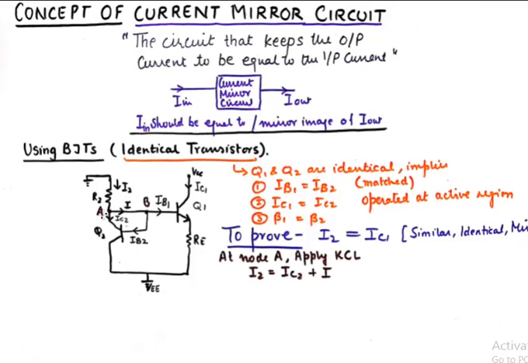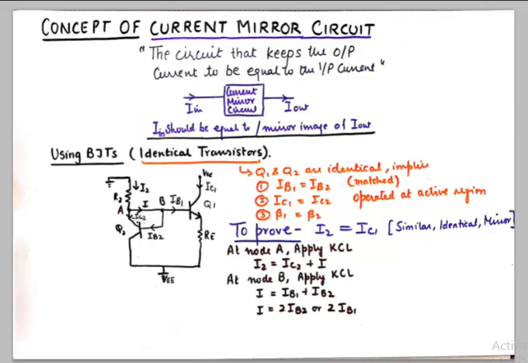To prove that, we take up this node. The starting point is to take up this node A. At this node A, I2 is entering, IC2 is leaving, I is leaving. So applying KCL at node A will give me I2 equivalent to IC2 plus I. And at node B, I is entering, IB1 is leaving, IB2 is leaving, so I can write I is equal to IB1 plus IB2. So we need to apply KCL at these two nodes A and B.